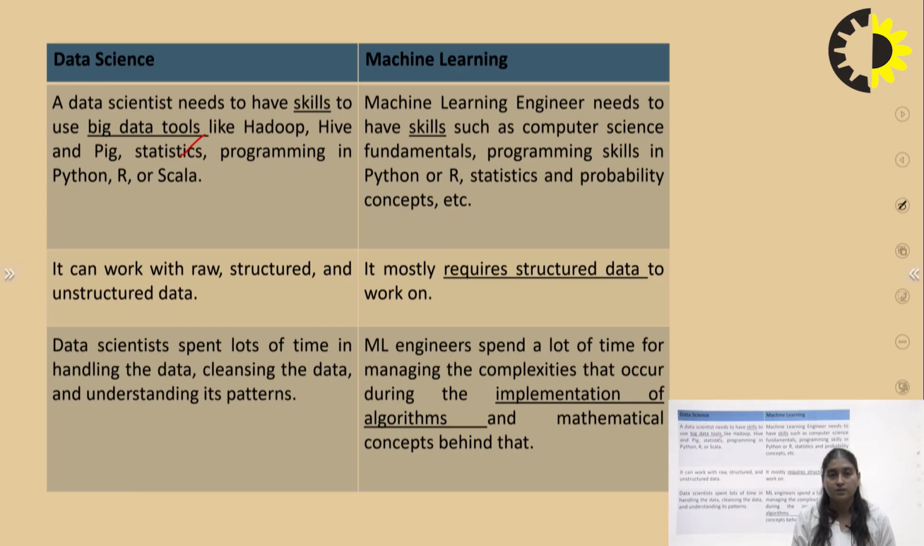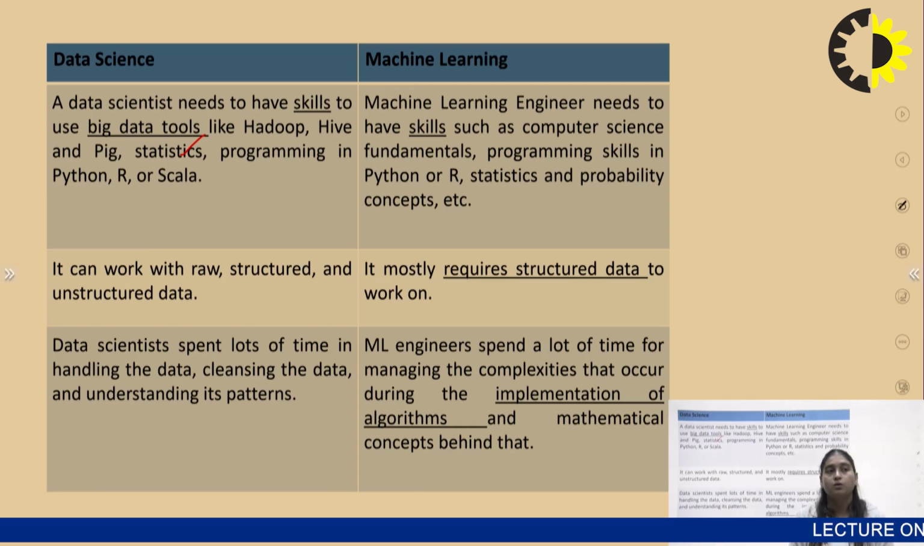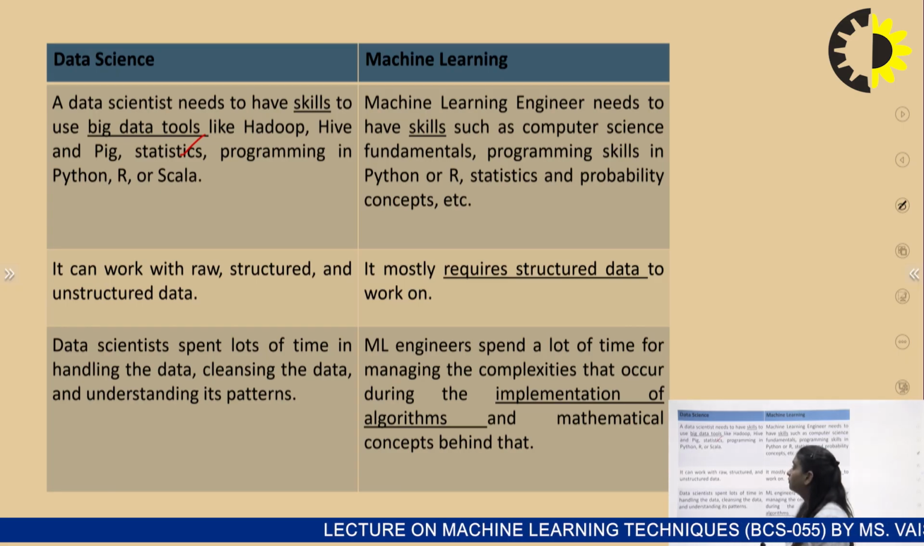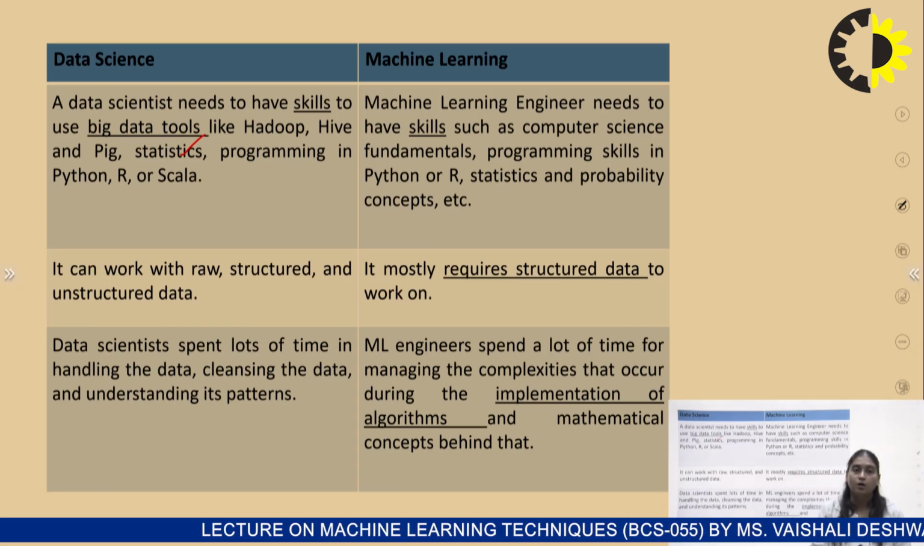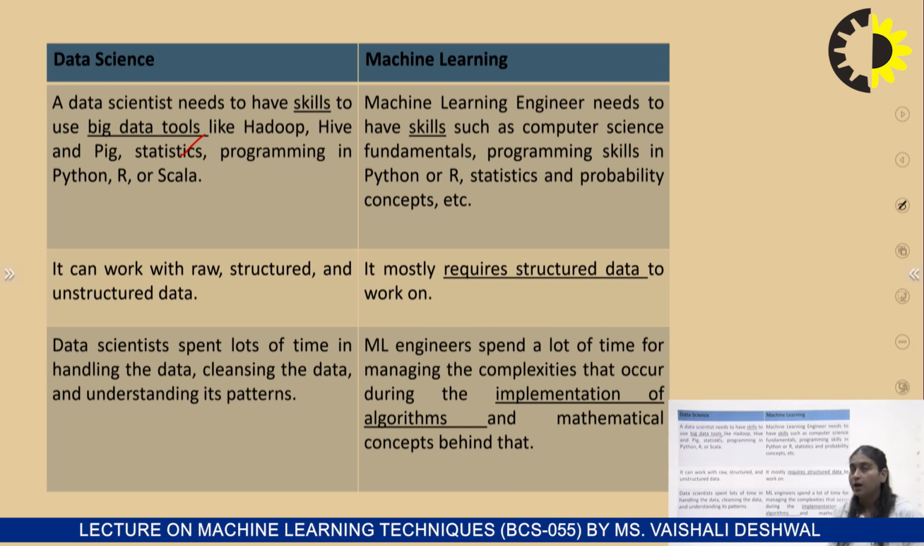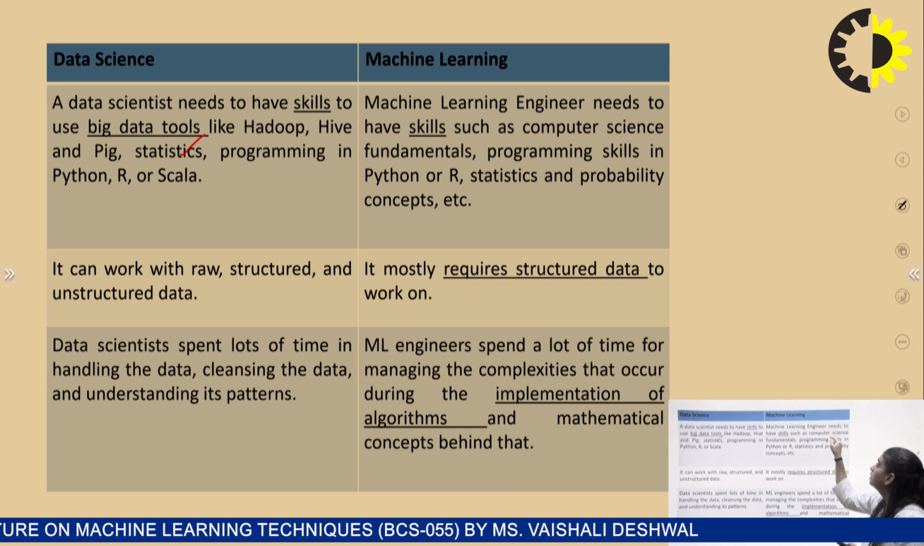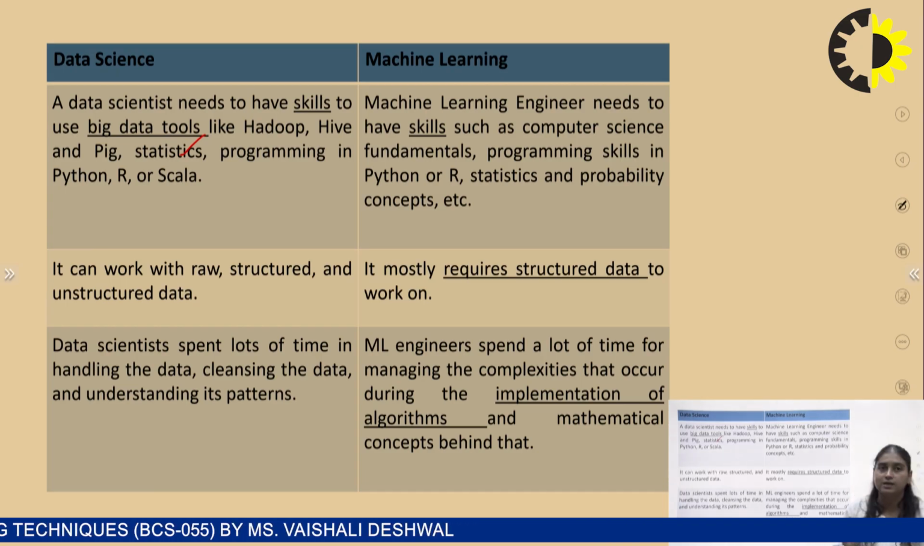We try to extract the useful information from the unstructured data, and we are talking about huge data sets, or I should use a term called big data. So big data tools are a prerequisite or a skill which a data scientist must have. For example, Hadoop or Hive, Pig, R, Scala, in order to deal with huge data. And in machine learning, the skills can be like computer science fundamentals, R, Python, programming skills, etc.